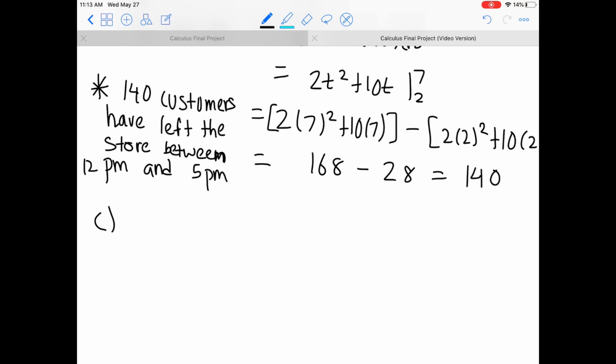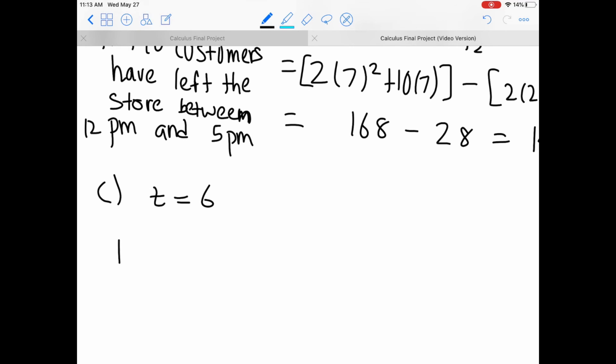Finally, to solve part C, it asks the amount of customers that remain in the store at 4 p.m. since opening. To solve part C, we need to look at both functions and we need to figure out what the time t is equal to at 4 p.m. So t would be 6 since 4 p.m. is 6 hours after the opening of 10 a.m.